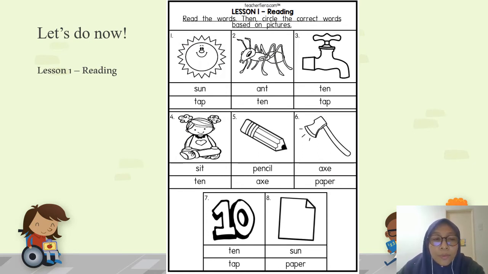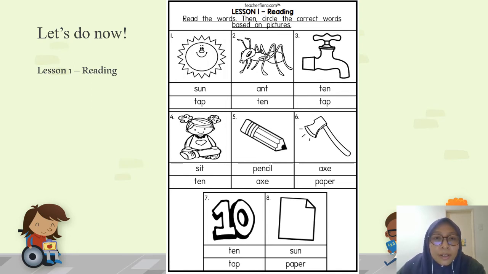Now, we want to do page lesson 1 reading. We will read the words, then you circle the word based on the picture, okay? Now, you can use your pencil. Your color pencil also can, okay? Okay, we will start now.